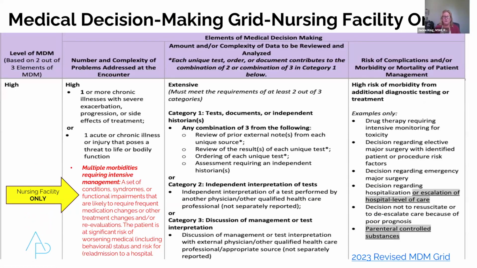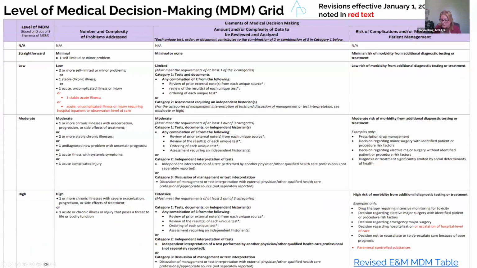And when we go through this, I'm going to go backwards just a bit and talk about E&M just briefly. Let's go through this real quick for you if you are not familiar with evaluation and management. Here it does say based on 2 out of 3 elements. So 2 out of 3 elements, you've got straightforward, low, moderate, and high medical decision-making. It goes through the possible problems and complexity that could be addressed here.